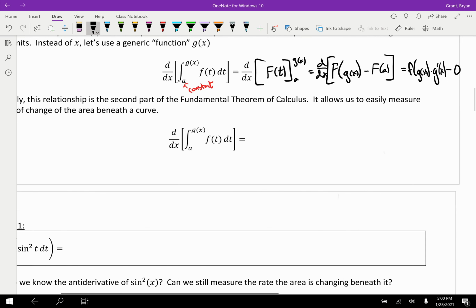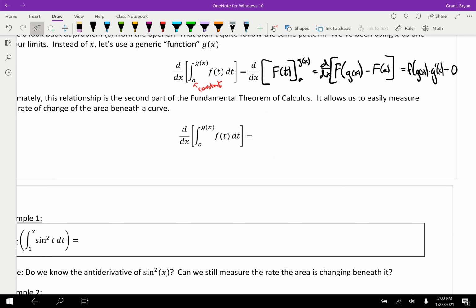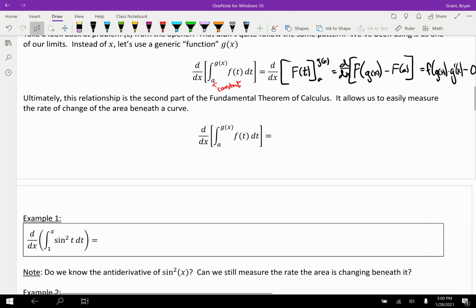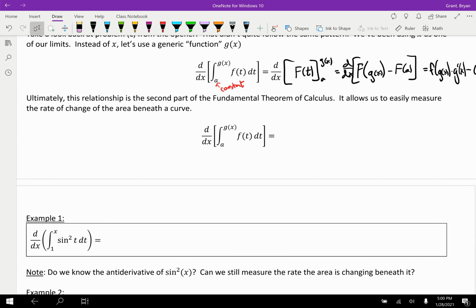And so this gives us the more commonly stated second part of the fundamental theorem of calculus. It gives us a way to easily measure how fast the area beneath a curve is changing and look at how it ties everything together with area and rate of change or derivatives in the same problem.